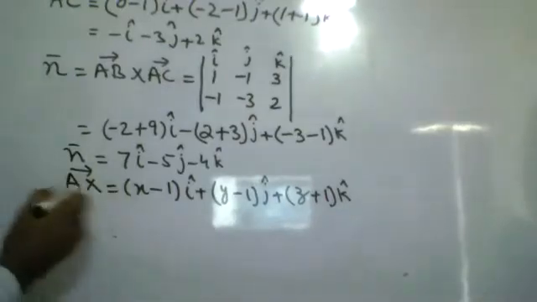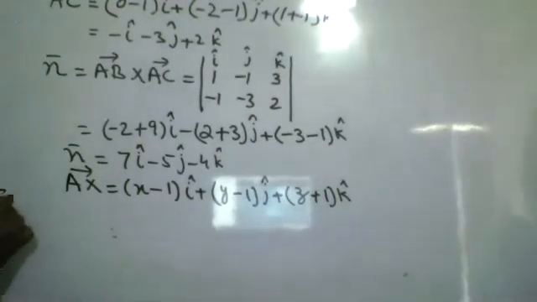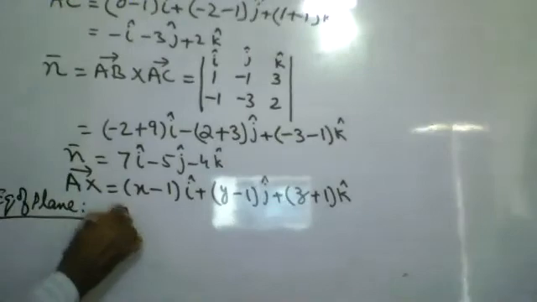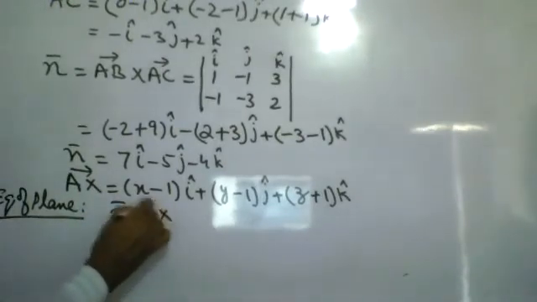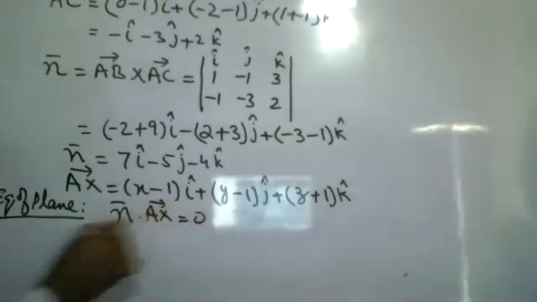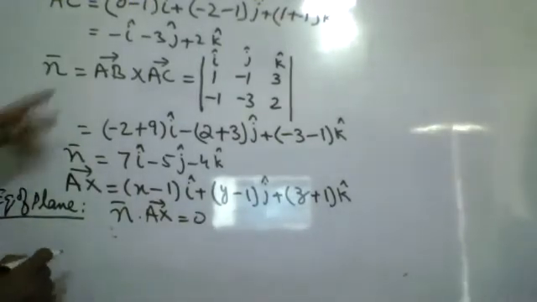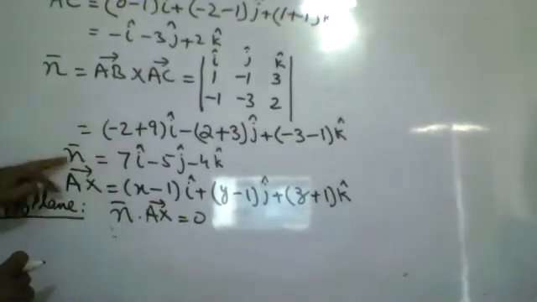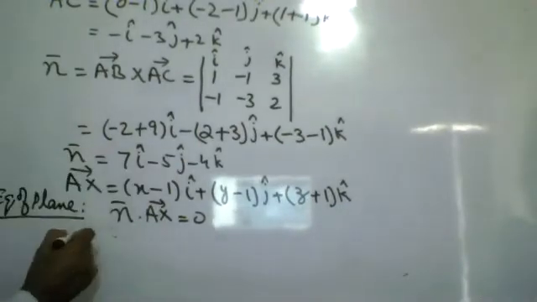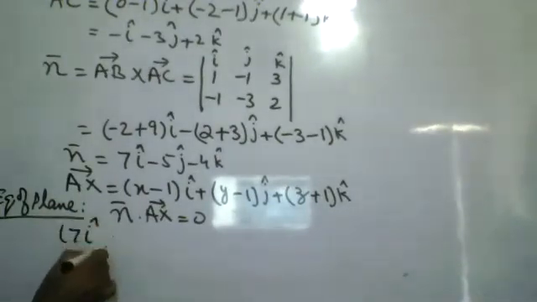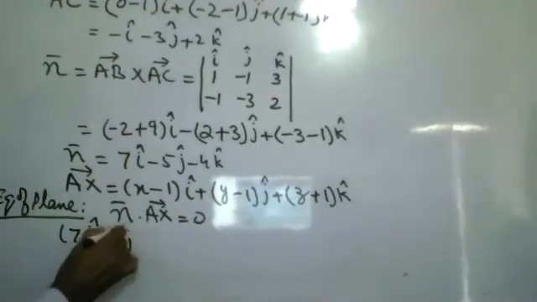Now we will find the equation of the plane. How to find? N dot AX equal to 0. N dot AX equal to 0. N is equal to this one, 7i minus 5j minus 4k.